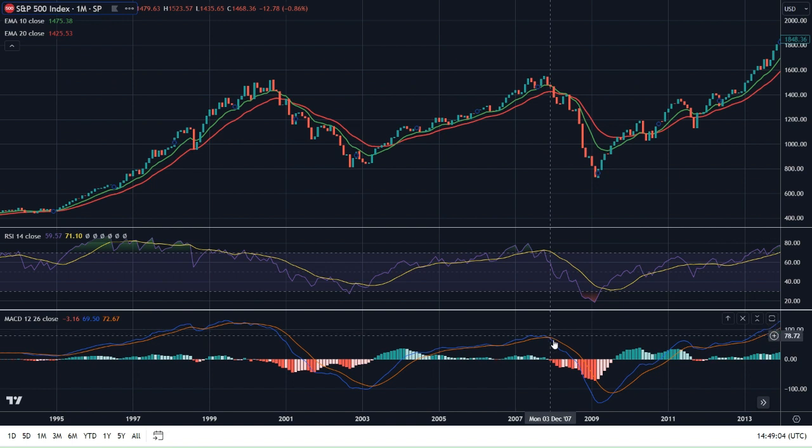RSI coming down, sell signal on the MACD. That's telling me to deallocate, that the tide is turning again, and we see that play out once again. So it's the same process, and that's what I'm doing each month.